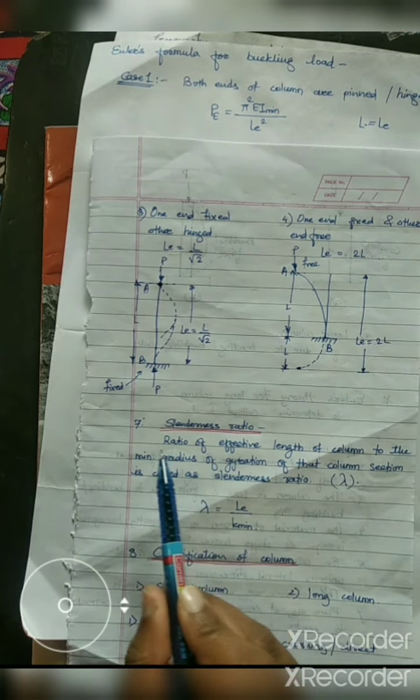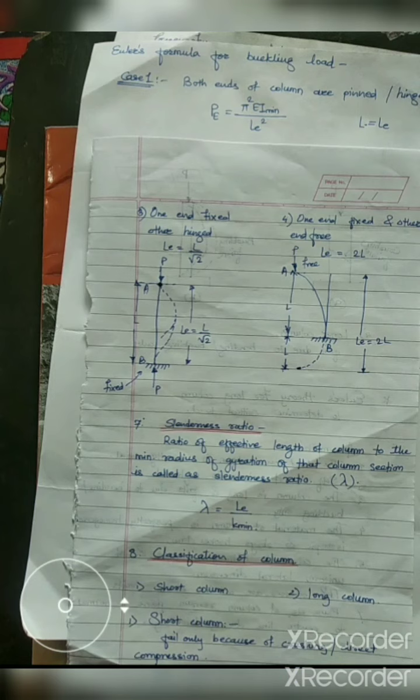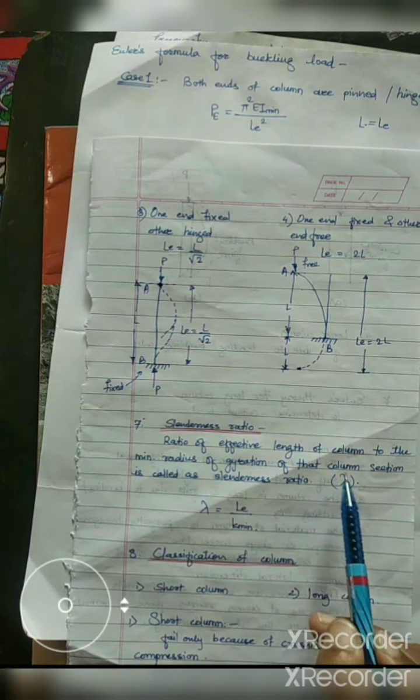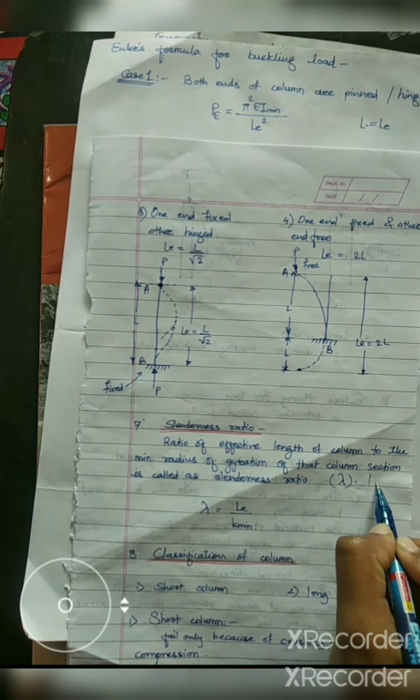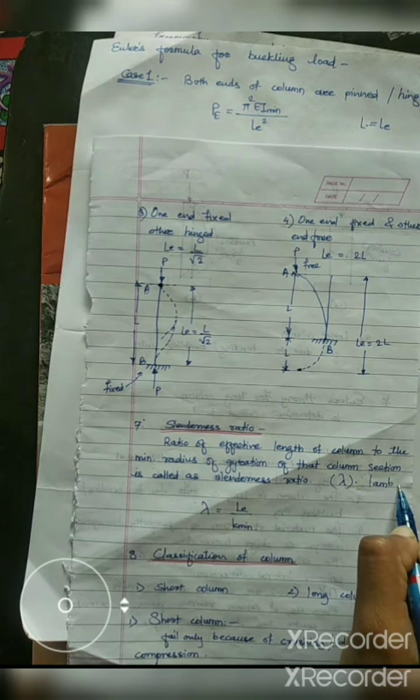The next term is slenderness ratio. What is meant by slenderness ratio? It is denoted by the lambda symbol. The pronunciation of this symbol is lambda.